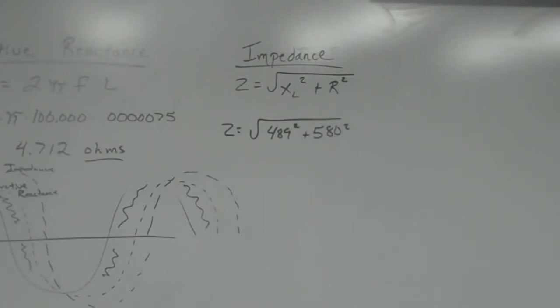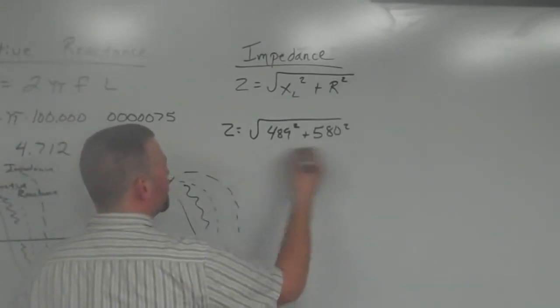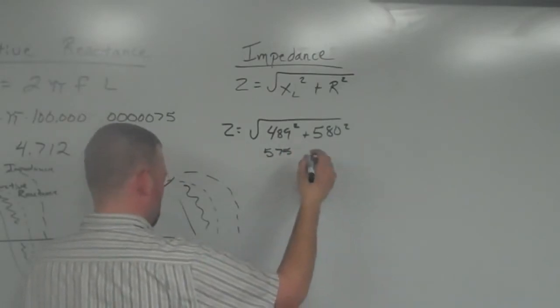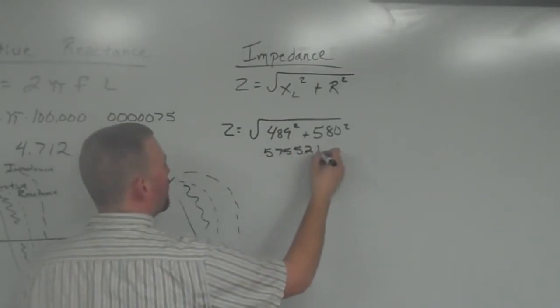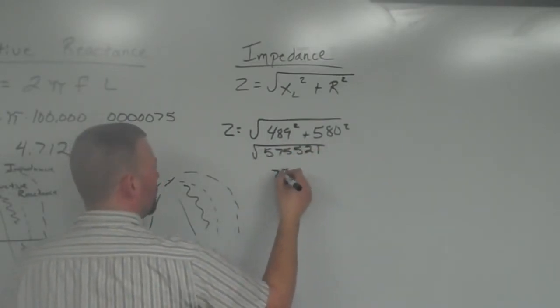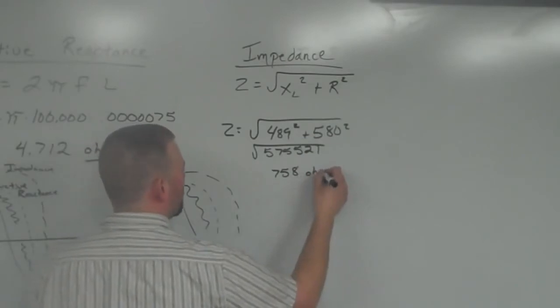Alright, so let's take a look at that here. If we've got 489 squared plus 580 squared, that's going to equal 575,521. We're going to square root that. That brings me down to 758. So these two right here, 575,521, then I square root that. That brings it all the way down to 758 ohms.